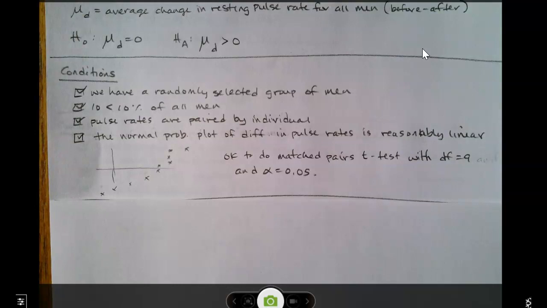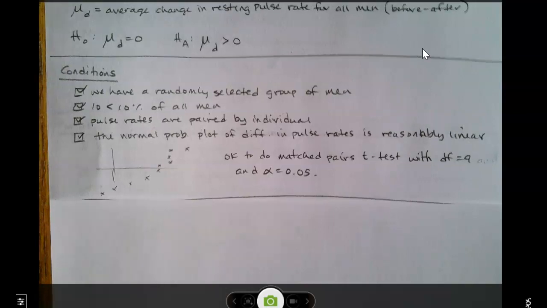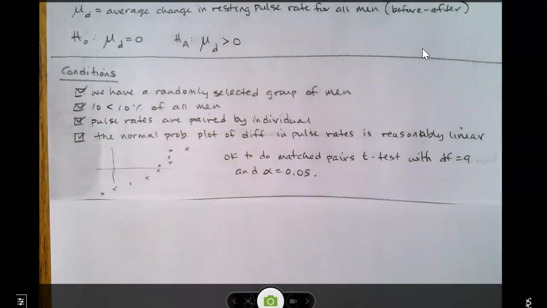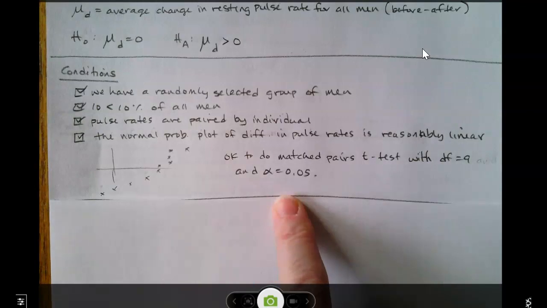And any plot you are going to reference, you should also sketch there. So it's not going to be sufficient to just say it without showing it. So all of our conditions are met here. So we're going to go ahead and do a matched pairs t-test or a paired t-test.